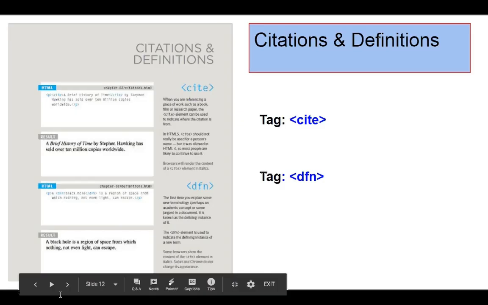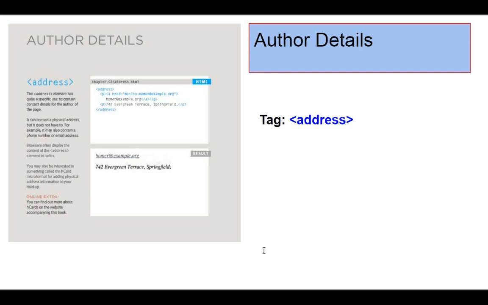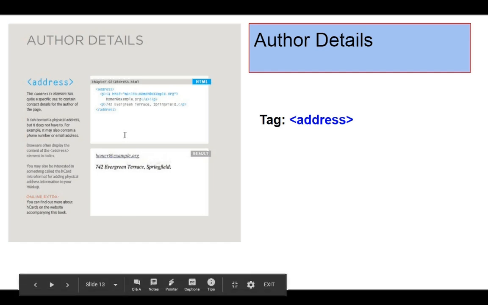Okay. So next, there is one more tag called address. If you want to put an address in any HTML document, then the tag used is address. The address element has a quite specific use: to contain the contact details of the author of a page. It can also contain a physical address, a telephone number, an email address. So this is the usage of the tag, how we have to use it.